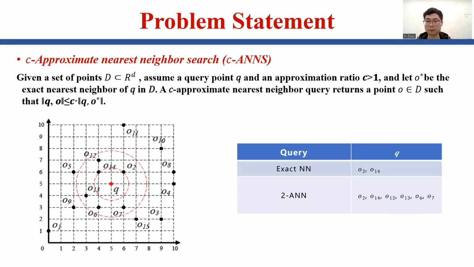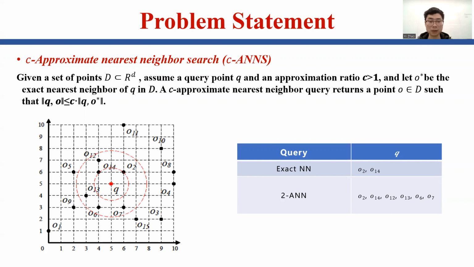A popular version of approximate nearest neighbor search is called c-approximate nearest neighbor search, which is defined as follows. Given a set of points D in R^d, assume a query point Q and an approximation ratio c that is greater than 1, and let O* be the exact nearest neighbor of Q in the dataset D. A c-approximate nearest neighbor query returns a point O such that the distance between Q and O is less than c times the distance between Q and O*.